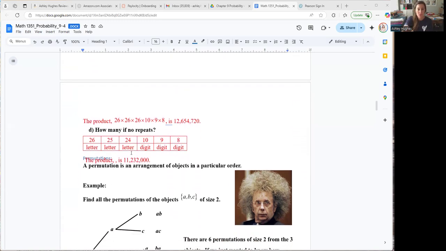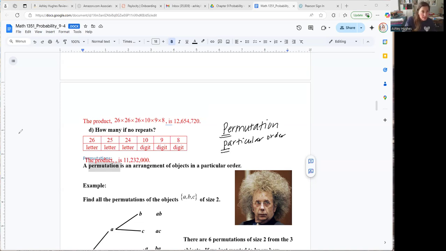Another word to introduce to you guys is permutation. Permutation is an arrangement of objects in a particular order. Okay, so we're going to talk about 2 things in the next few minutes. One is called a permutation. The other one is called a combination. Permutation is particular order. So order matters.